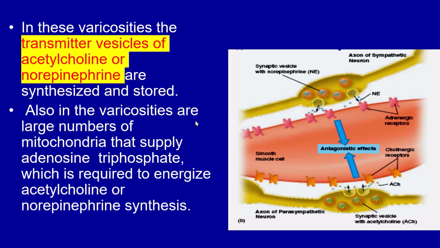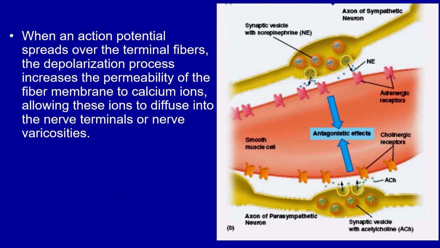Also in the varicosities are a large number of mitochondria that supply ATP, which is required for the supply of energy for the synthesis of acetylcholine and norepinephrine. When an action potential spreads over the terminal fiber, the depolarization process increases the permeability of the fiber membrane to calcium ions, allowing these ions to diffuse into the nerve terminal or nerve varicosities.